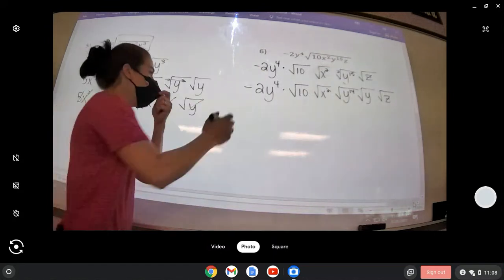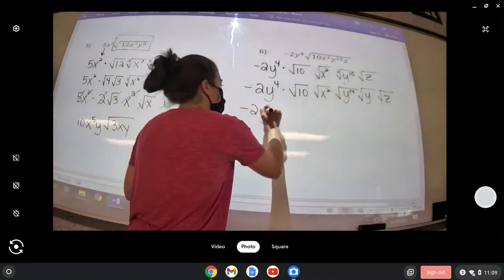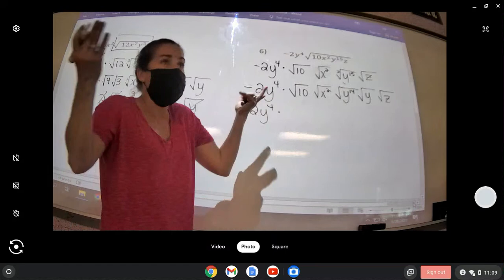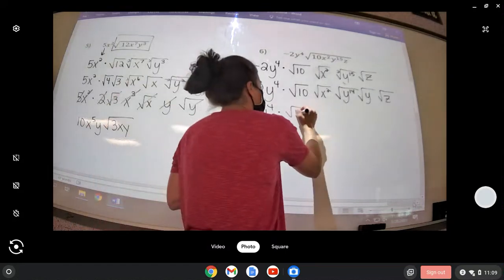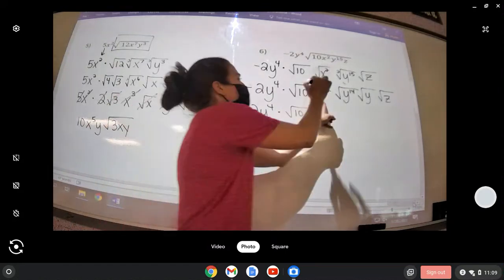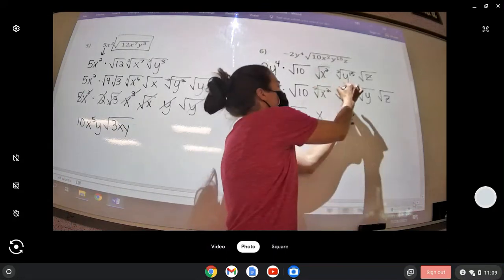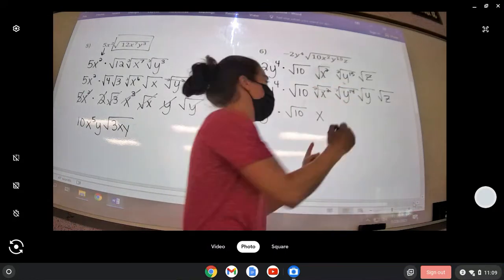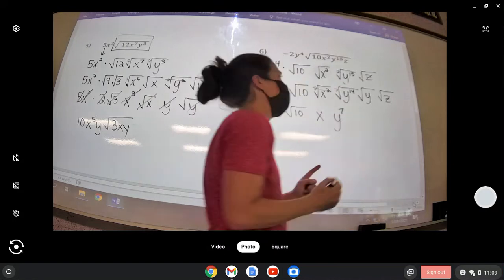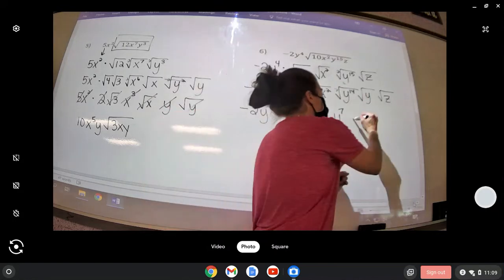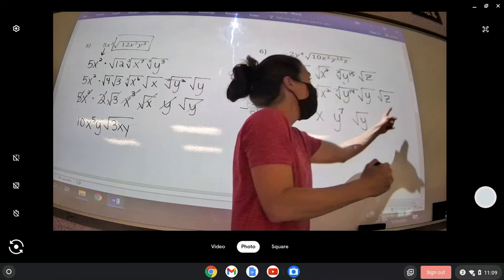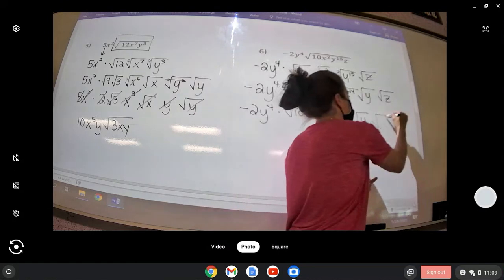All right, now the fun part. So negative 2, y to the 4th. Square root of 10, he's stuck. We can't fix him. The square root of x squared, they cancel. That's just x. The square root of y to the 14th, 14 divided by 2 is 7, so that's y to the 7. The square root of y was the leftover, so he's stuck. And the square root of z, we said, is stuck.